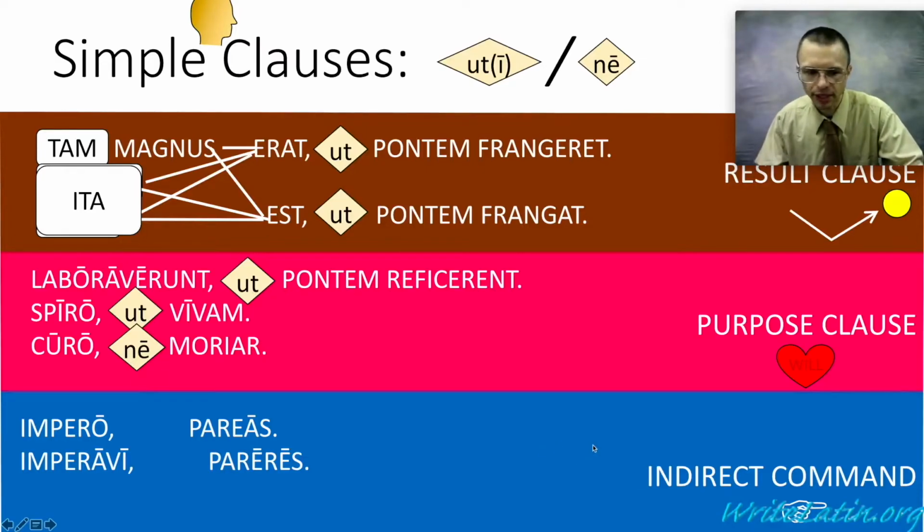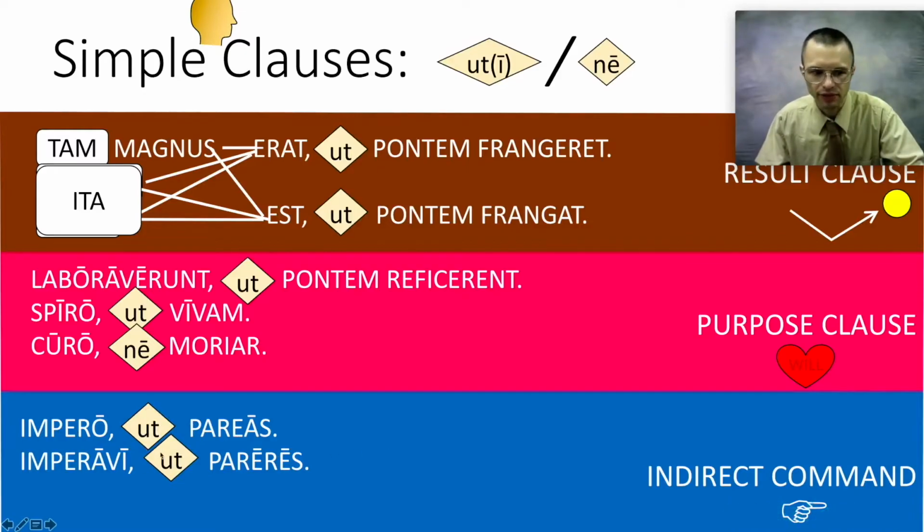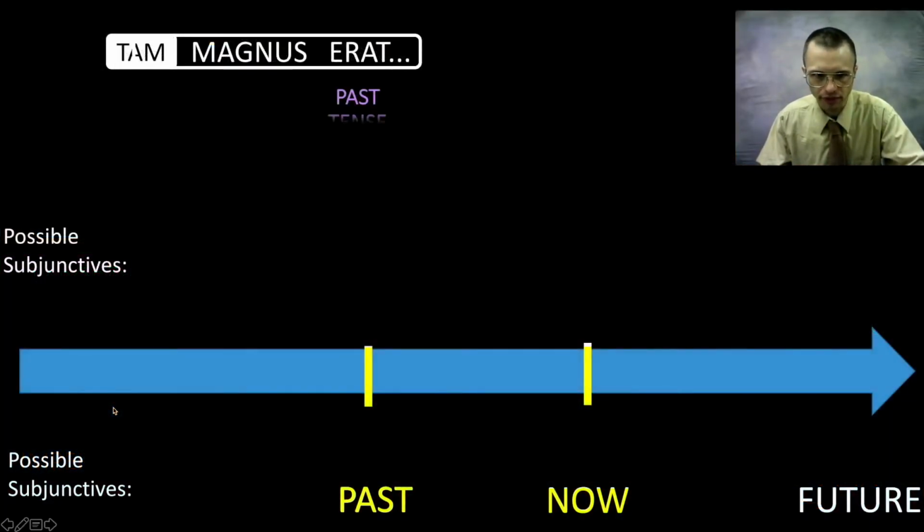Lastly, indirect commands are pretty simple. You should be able to figure these out by now. I command that you may obey. I commanded that you might obey, based on whether the main verb is present or past. All right, so let's try some of these.